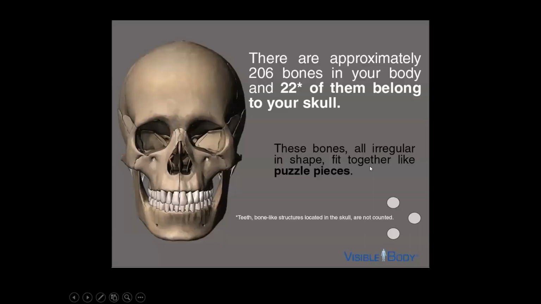Okay, so reminder, there are 206 bones in the body. 202 of those are found in the skull. That's not counting the openings for nerves and blood vessels and auditory nerves and muscle attachments, things like that, which we all have to know too. Anyway, there are 206 bones in the body. 22 of them are in the skull. The skull fits together like a puzzle.